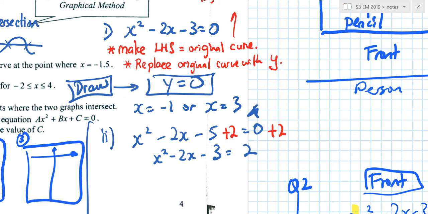Is this the original curve? Yes. So replace it with y. So y equals to 2. So draw this. Draw this and label the x-intercept and label C part 2. Draw means you must draw a line. You cannot just put two crosses. So let me show you how it looks like.